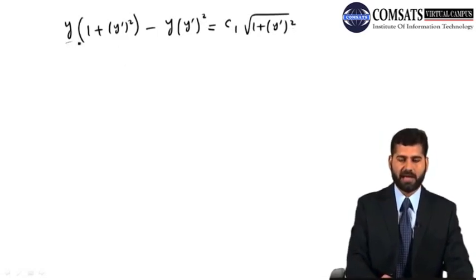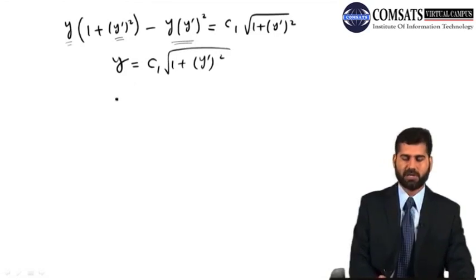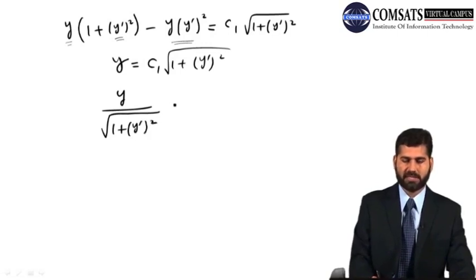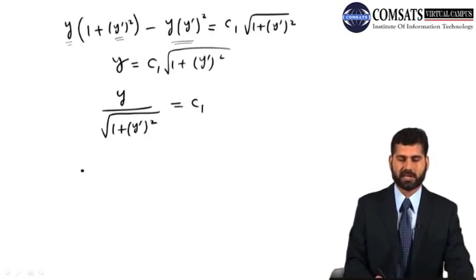Now you see, this is y prime square, and this is the same thing. So they cancel out. I am left with y, only y will be remaining, y times 1. The y prime square terms cancel out. So you got c1 times square root of 1 plus y prime square. So if I divide the expression on the left, I'll get y over square root of 1 plus y prime square is equal to c1. So this is what I got.